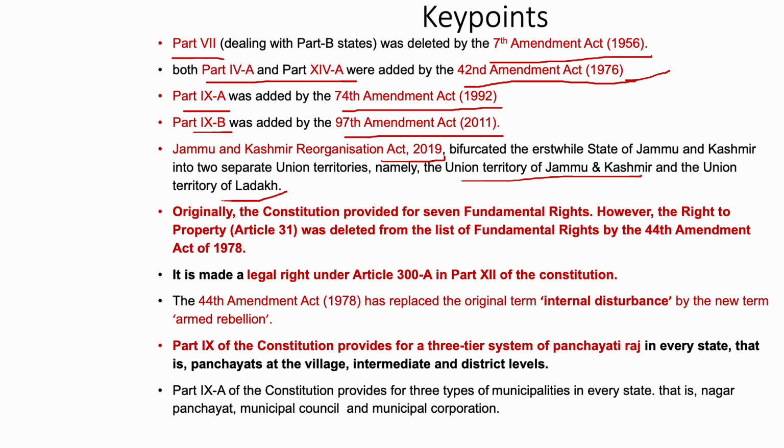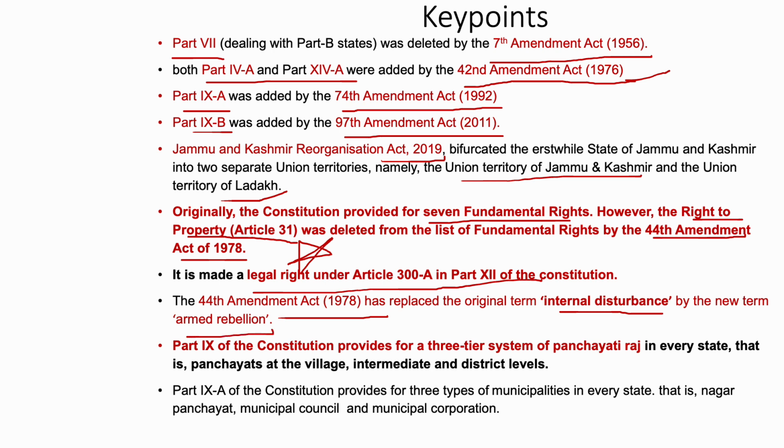Originally, the Constitution provided for 7 fundamental rights. However, the right to property, which comes under Article 31, was deleted from the list of fundamental rights by the 44th Amendment Act of 1978. It was made a legal right under Article 300A in Part 12 of the Constitution. The 44th Amendment Act of 1978 also replaced the original term internal disturbances with the new term armed rebellion.